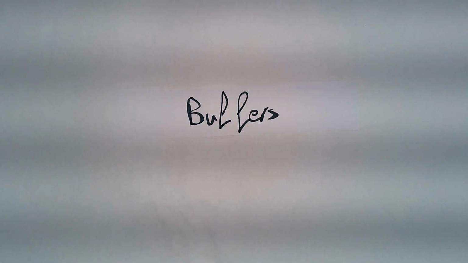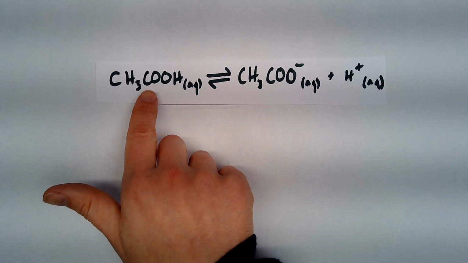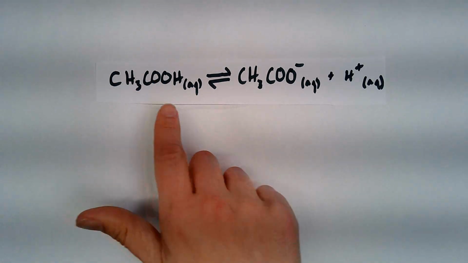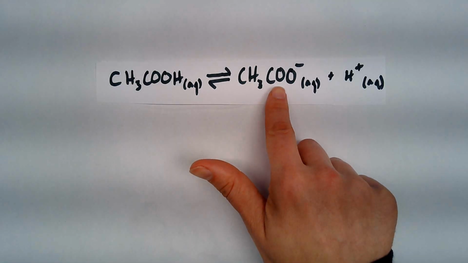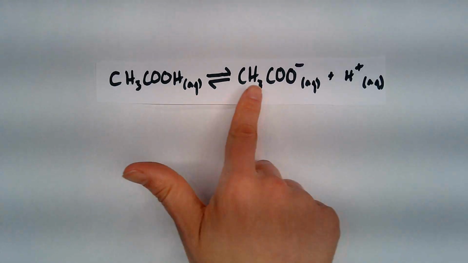Let's talk about how buffers work. If we take an ethanoic acid here, this is a weak acid. Any weak acid will work, but this is ethanoic acid. It will dissociate to form ethanoate ions and H plus ions, and this is in equilibrium.